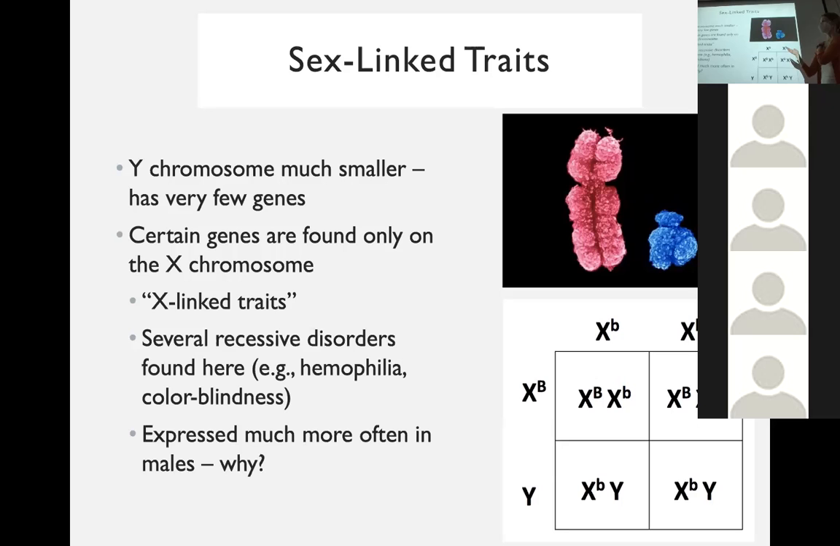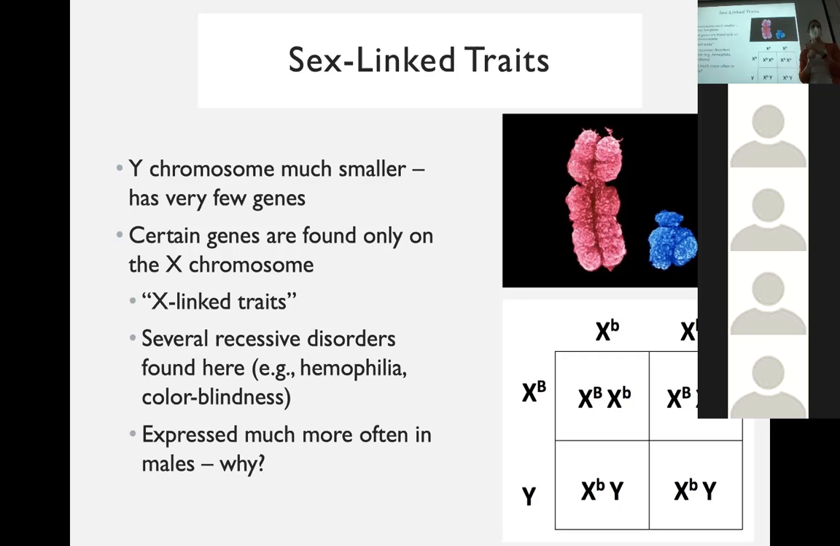Certain genes are only found on the X chromosome. There are a lot more genes on the X chromosome. Some of them are not found on the Y chromosome, and some of them are not found on any other chromosome, so they're only on the X. Several recessive diseases are found on the X chromosome. Hemophilia, have you guys heard of hemophilia? If you get a cut or a bruise, your blood doesn't clot. It can be really, really dangerous. Hemophilia is recessive, and that gene is found on the X chromosome.